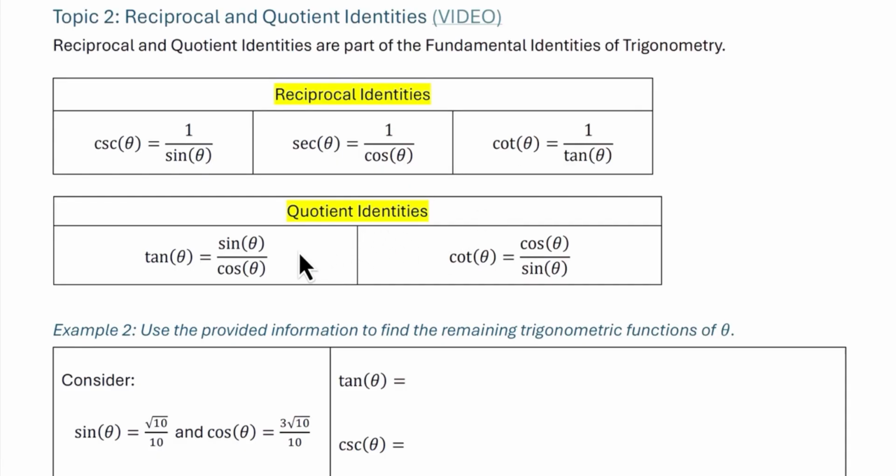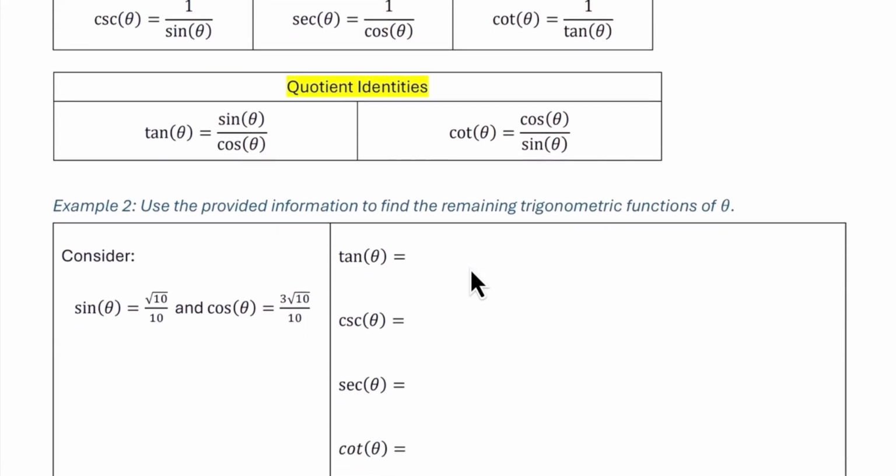Then we also have quotient identities. One common one that we'll see quite often is tangent theta. Tangent we can write as sine theta divided by cosine theta. And then, as we saw earlier, the reciprocal of tangent is cotangent. So cotangent theta is cosine theta divided by sine theta. Let's look at using these.